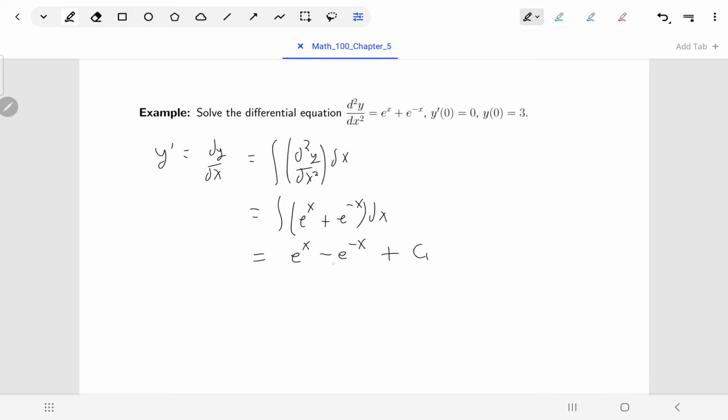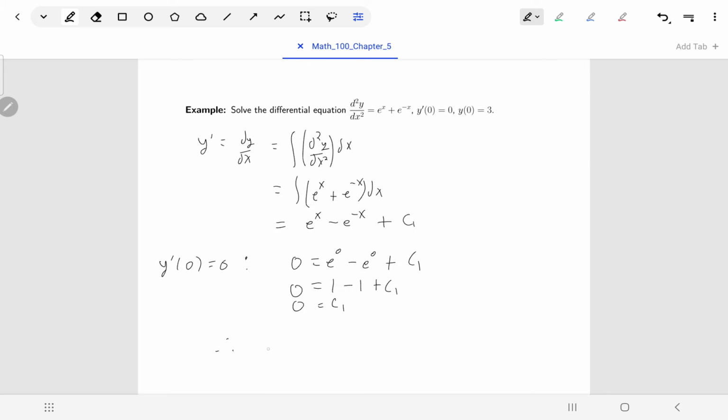I know that y prime is of that form, and I also know y prime happens to pass through the point 0, 0. So using y prime of 0 equals 0, I could say, well, 0 should be equal to e to the 0 minus e to the 0 plus constant c1. e to the 0 is 1, and e to the 0 is also 1. And so we wind up finding that constant c1 is 0. So now we know what y prime is. y prime is e to the x minus e to the negative x, and there is no plus anything at the end because the constant at the end is 0.